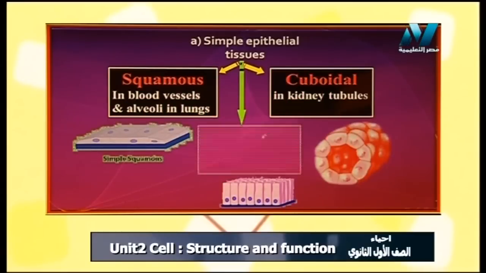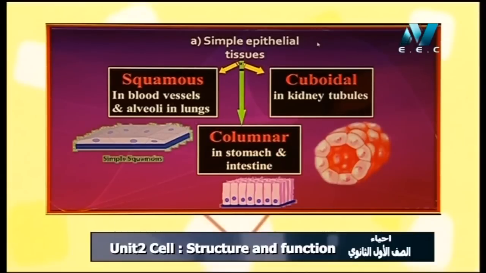The simple epithelial tissue is divided into 3 types: squamous, columnar, and cuboidal tissue. Squamous in blood vessels and the alveoli in lungs, cuboidal in the kidney tubules or the nephrons of the kidney, the columnar in stomach and the small intestine. يبقى عشان كده السيمبل tissue دي 3 types: squamous, cuboidal, and columnar.